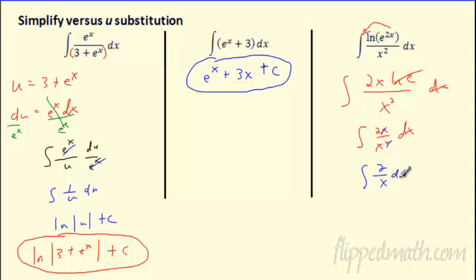And hey, back to that natural log again. If you want the constant out in front, you can do that. It's 2 times the natural log of the absolute value of x plus some c. So I didn't need u. I don't need you.